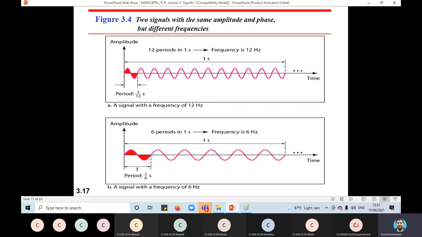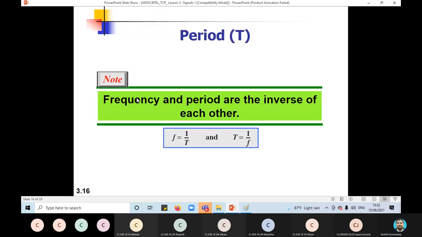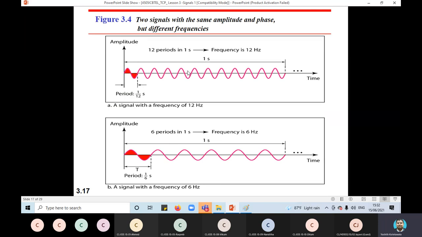12 wave components. That means 12 periods, same period. Same period comes again and again. So 12 periods. So 1 over T is equal to F. If the periods included in 1 second is 12, then 1 over 12 is what we call frequency.